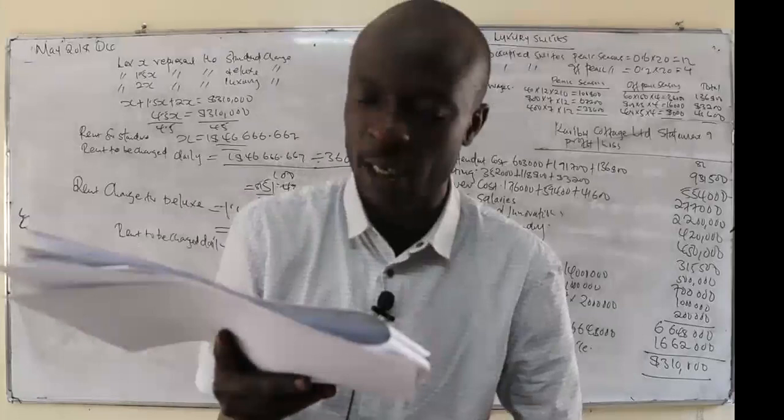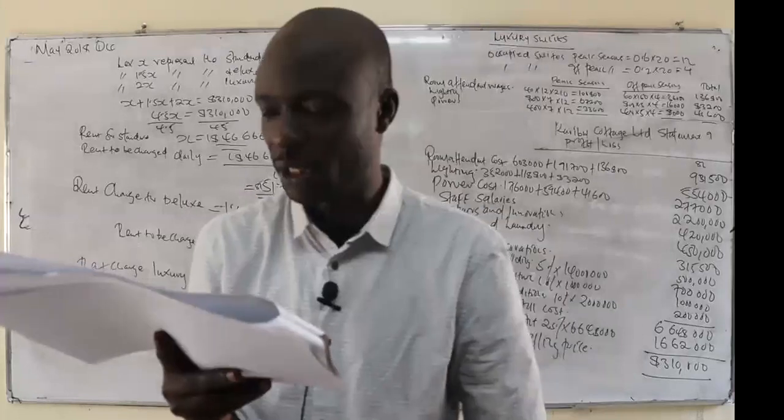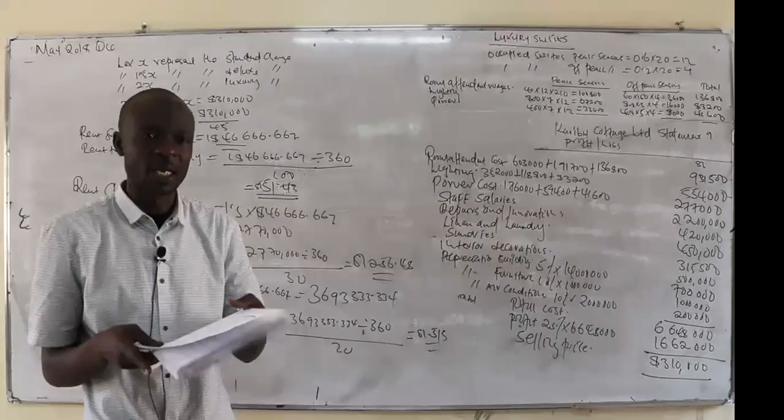So the other one is the number of guests. The second column, the number of guests, okay?